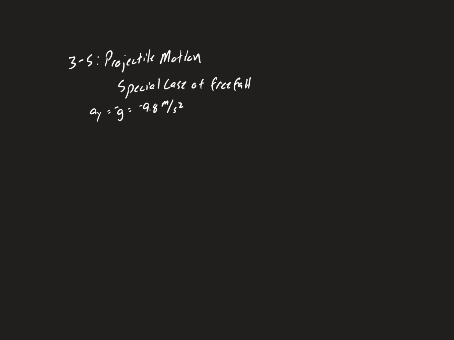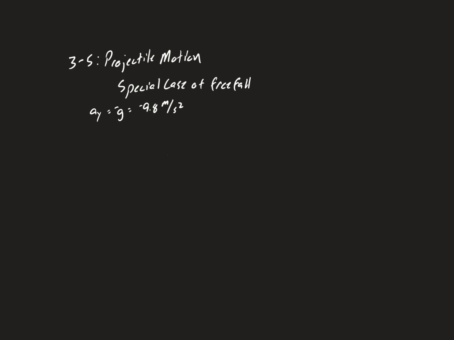Hey guys, here we're talking about projectile motion, section 3.5 out of your book. Projectile motion is a special case of free fall in that the object in projectile motion is only under the influence of gravity. And if you remember, that was how we defined an object in free fall. So let's take a look at one of the very first things we looked at when we were talking about an object in free fall.